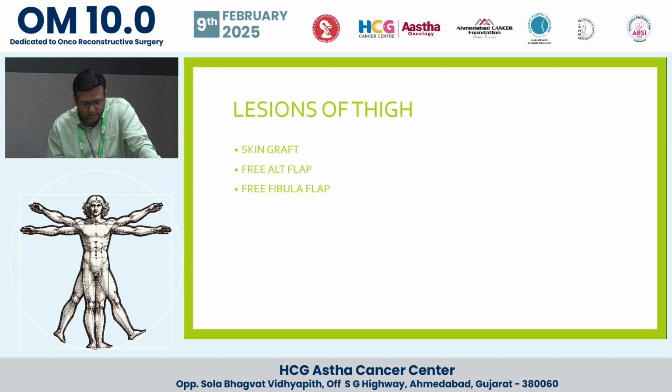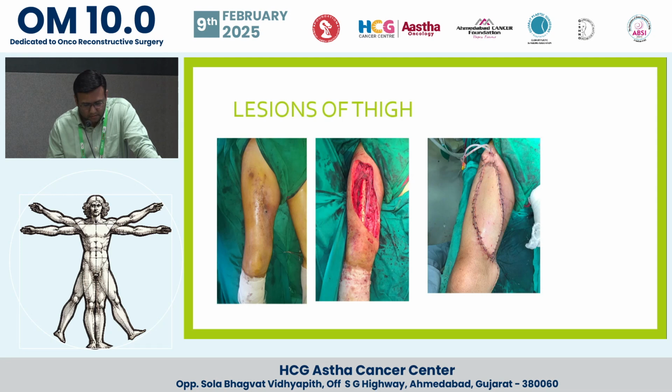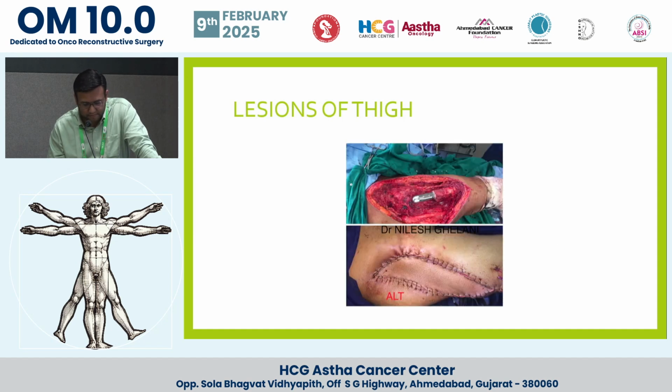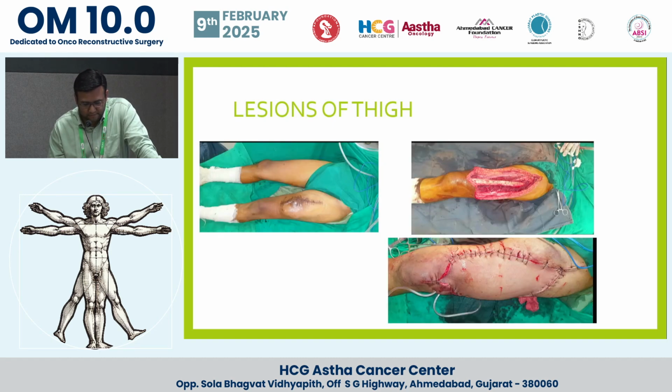For lesions over the thigh, skin graft, free ALT flap and free fibula flap can be used. This is a large defect, so ALT was harvested from the other thigh and covered the defect. Another large sarcoma defect was covered with the ALT. Another implant was placed in the thigh after excision, as the femur was involved. A large ALT flap was done to cover the implant. Another defect covered with the ALT flap. So a large flap can be harvested.